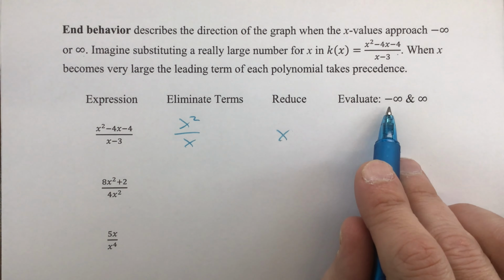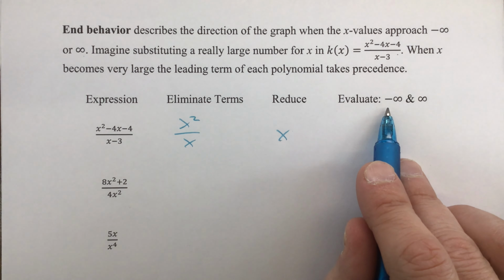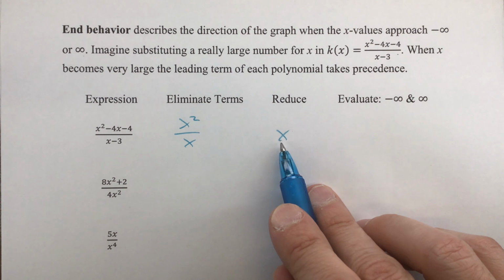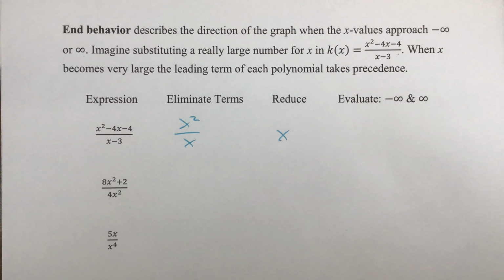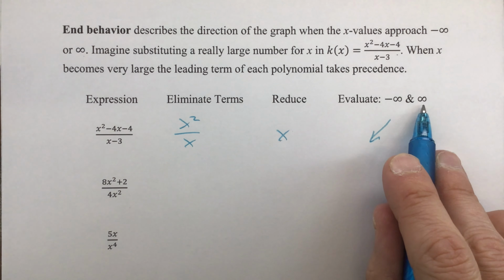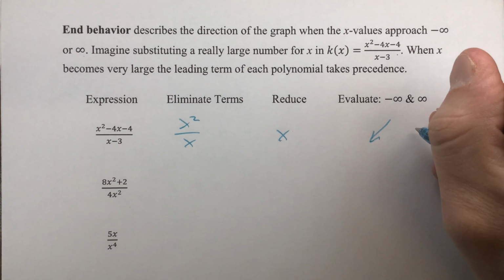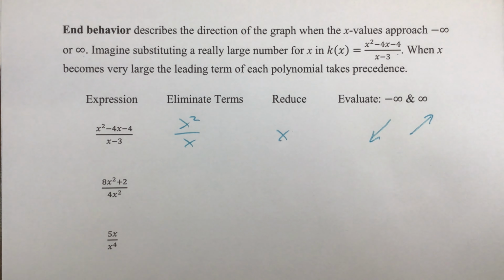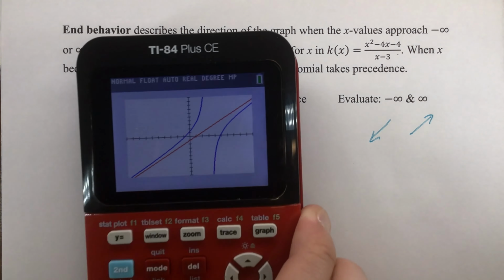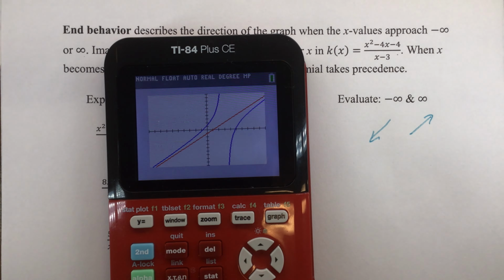And if you plug in a really, really large negative number, you get back a really, really large negative number. In other words, as you're moving to the left, as you're going to the left, your graph is going to go down. If you plug in a really large positive number, you're going to get back a really large positive number, which means that as you move to the right, the graph is going to go up. That'll be the end behavior of k of x, which we can confirm with the graph. It goes up to the right and it goes down to the left.